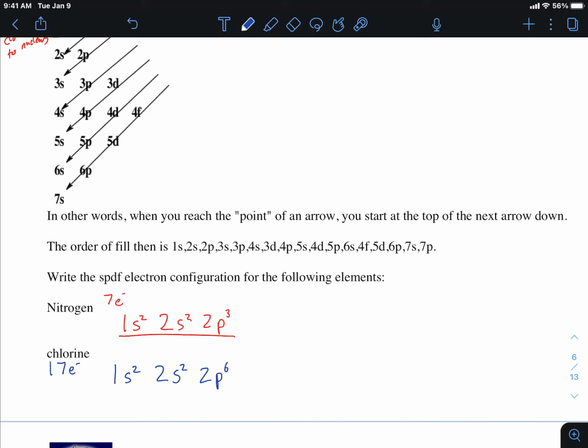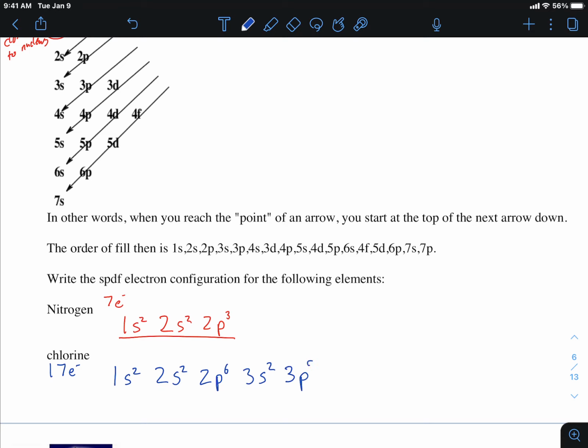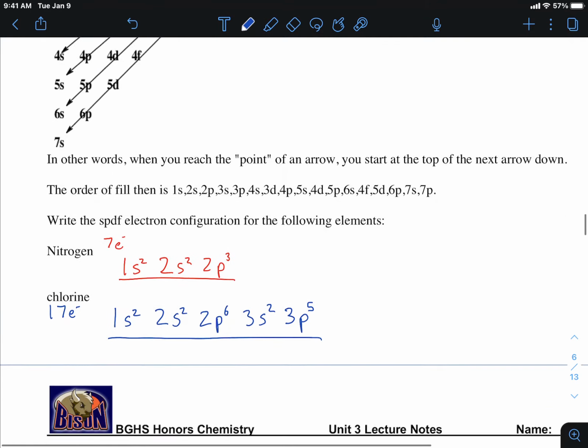After 2p comes 3s, which holds 2. Okay, that's 12 so far. I have 5 more to go. The next sublevel is 3p, and we write 5. And that's a total of 17 electrons, and now I am done. I've accounted for all of the electrons. I have written the sublevels in the correct fill order, and I have the correct capacities on each of these sublevels. So these are the kind of things you have to be aware of as you're writing these down for whatever element you're asked to do that for.